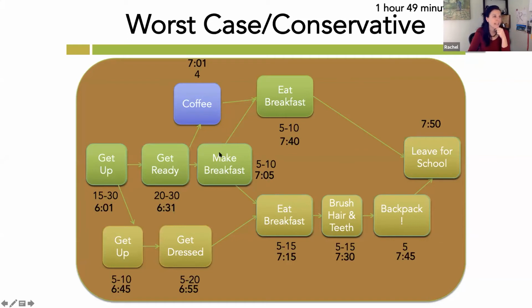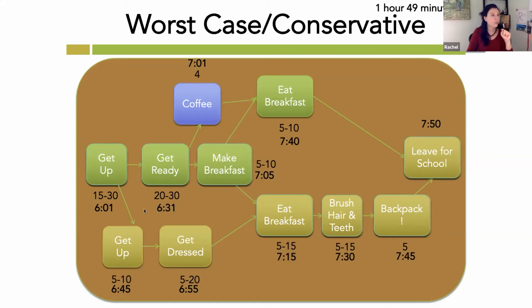This arrow should be down here, right? And then I have 30 minutes to get ready, take 6:31 minus 30, that's 6:01. So I have to get up about 45 minutes before Alex on a bad day for me to have enough time to get everyone out the door.